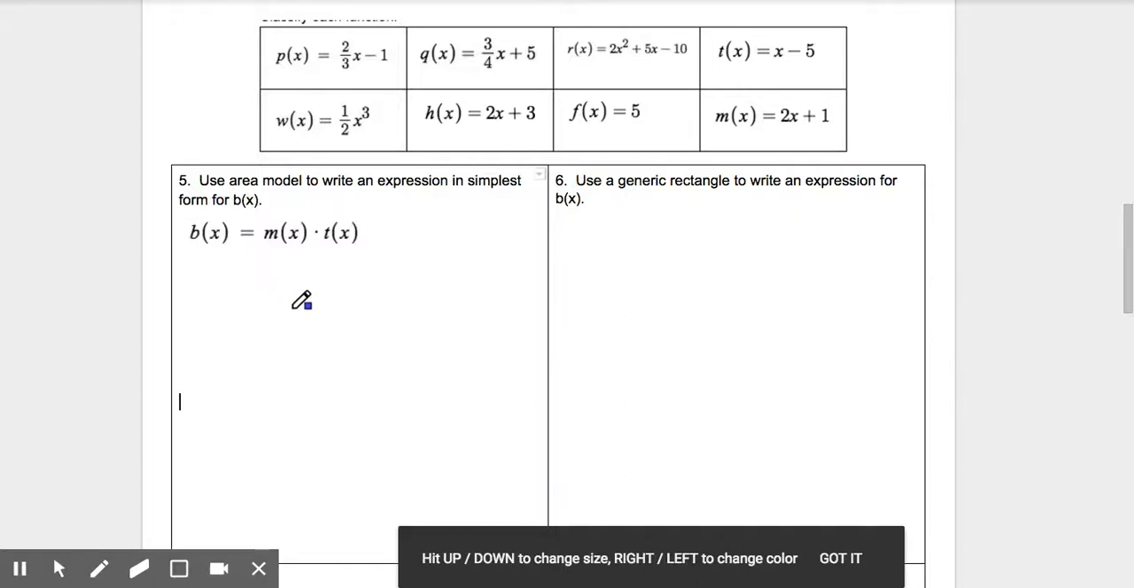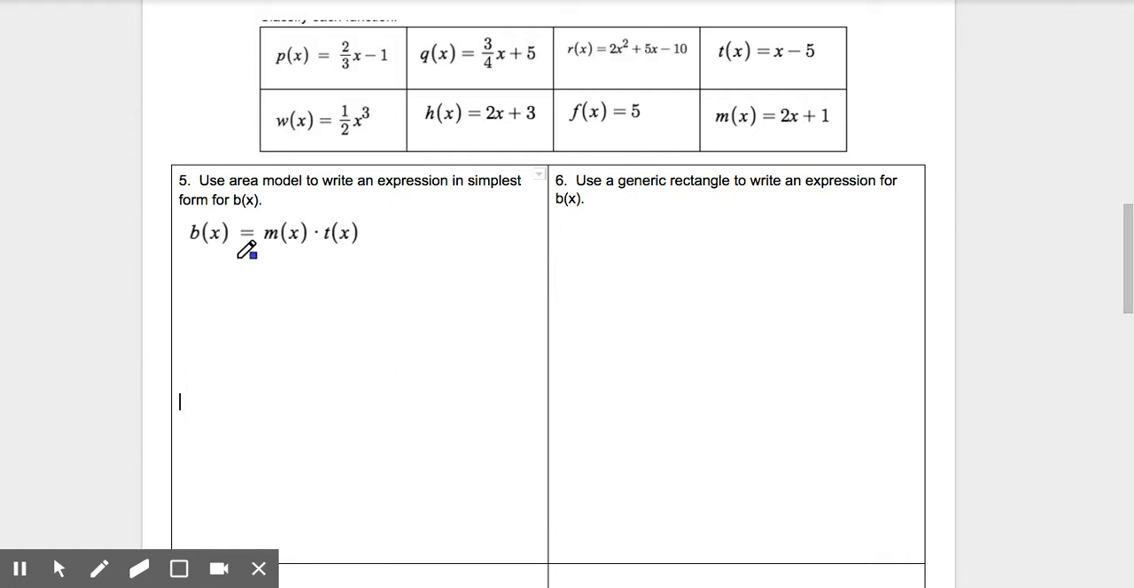In number 5, we are asked to use the area model to write an expression in simplest form for b of x. Notice that b of x is not in the table. It is because we are asked to create an expression for b of x using these functions here. So m of x is right here, and t of x is right here. So we'll write here b of x is equal to m of x.